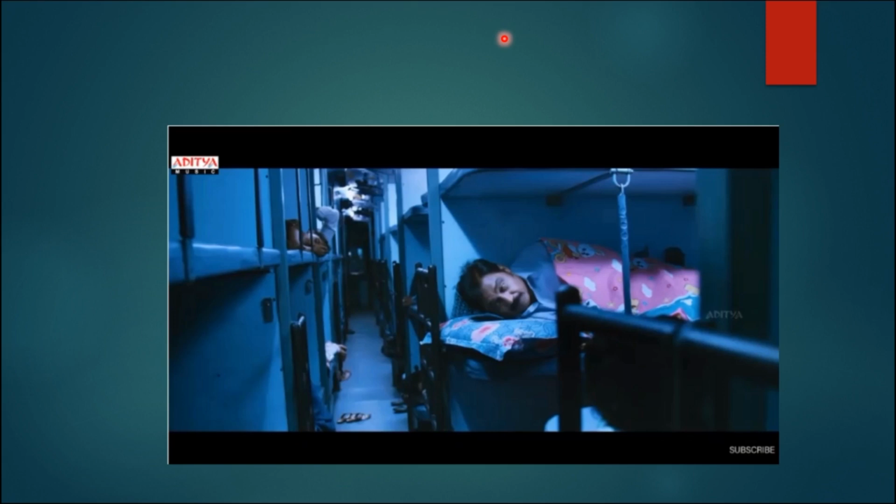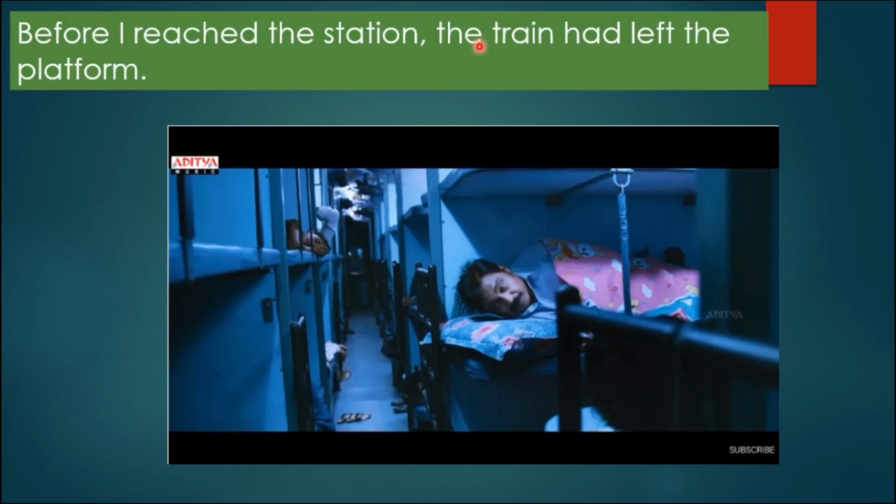So here also two actions occurred. One is reached the platform or reached the station. The second one is the train left. Good. Which action happened first? Which action happened next? Train left first. Later he reached. He tried to catch that. So I use past perfect tense to express this incident. Before I reached the station, I mean here the hero, before I reached the station, the train had left the platform. This is the first completed action. This is the second completed action. Good.